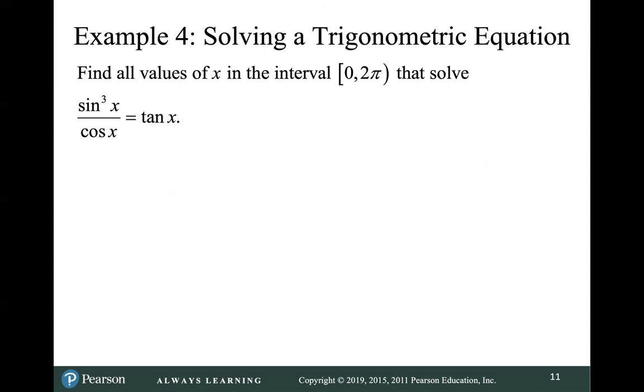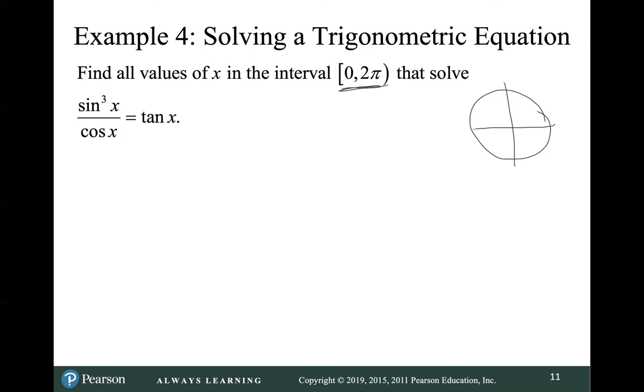I don't want to find 3 or 4, all the coterminal angles. I just want to find the first revolution. And this is very common because that's 1 cycle around the unit circle. That's all of the angles before they start repeating. So I have sine cubed x divided by cosine of x equals tangent of x.